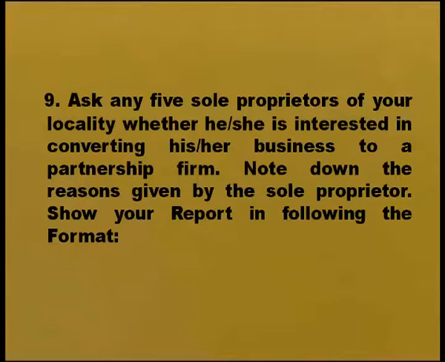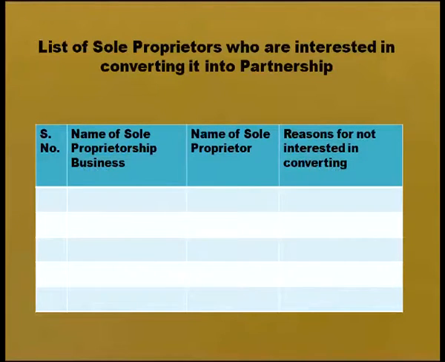Another report. Ask any 5 sole proprietors of your locality whether he is interested in converting his business to a partnership firm. Note down the reasons given by the sole proprietor and make a report like this: serial number, name of the sole proprietorship business, name of the sole proprietor, and reasons for not being interested in converting, or reasons for being interested in converting. Also you can make a report on why sole proprietors are interested in converting.